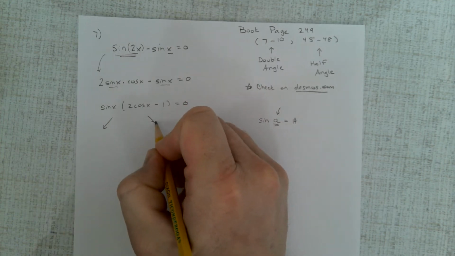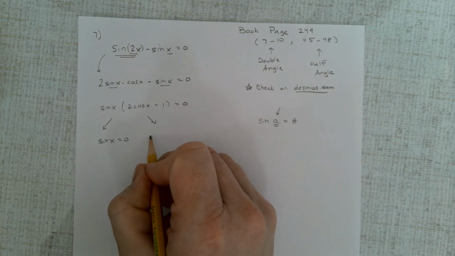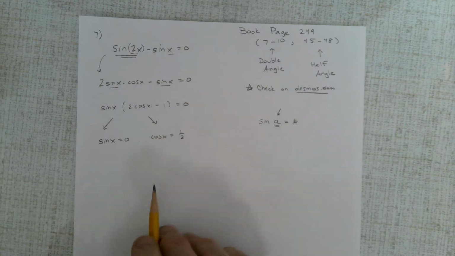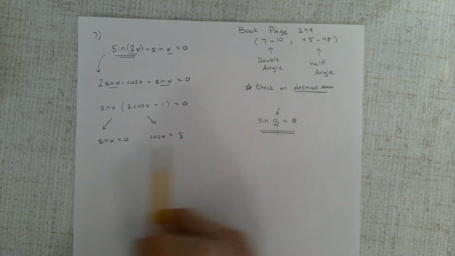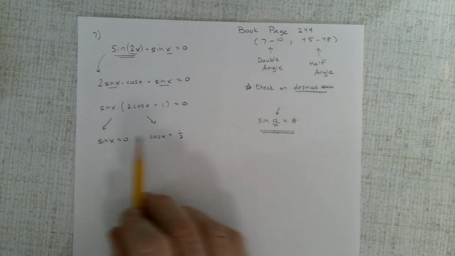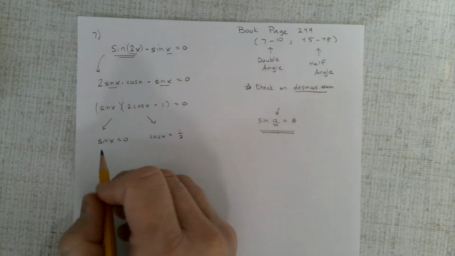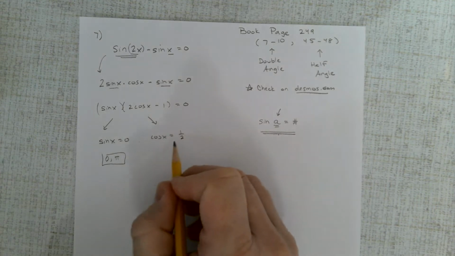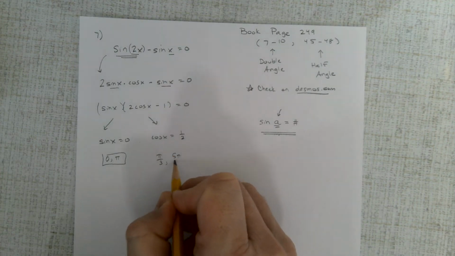You can use the zero product property. I have two problems. Sine of x could be 0, or cosine of x could be equal to 1/2. I've got it to this: sine of something is a number, cosine of something is a number. I just have two problems, which is fine because I have two factors here. One's sine equals 0: 0 and pi from the unit circle. One's cosine equals 1/2: pi over 3 and 5 pi over 3.